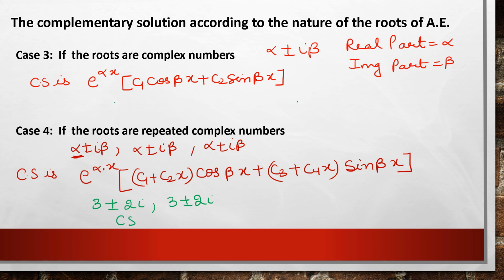So the complementary solution is e power, what is the real part? 3x, (c1 + c2 x) cos of the imaginary part, which is 2x, plus (c3 + c4 x) sin of the imaginary part. What is the imaginary part? That is 2 into the independent variable x. So this will be the solution. I hope this is clear. Now let's discuss some questions for more clarity.